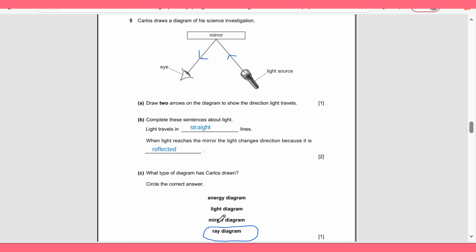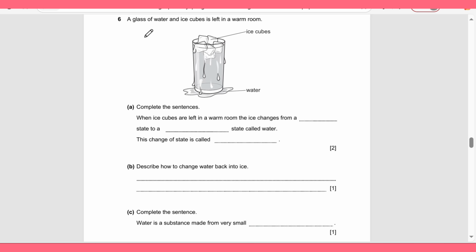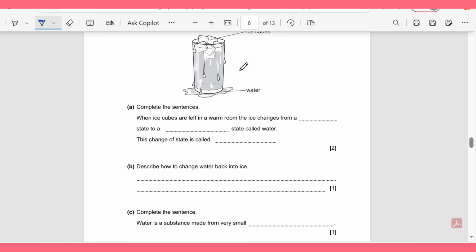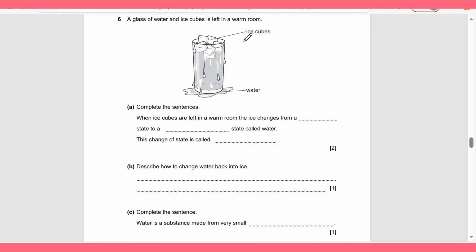Right, let's move on. Now 6. A glass of water and ice cubes is left in a warm room. These are the ice cubes and water here, and water outside the glass. Complete the sentences. When ice cubes are left in a warm room, the ice changes from a blank state to a blank state called water. This change of state is called blank.